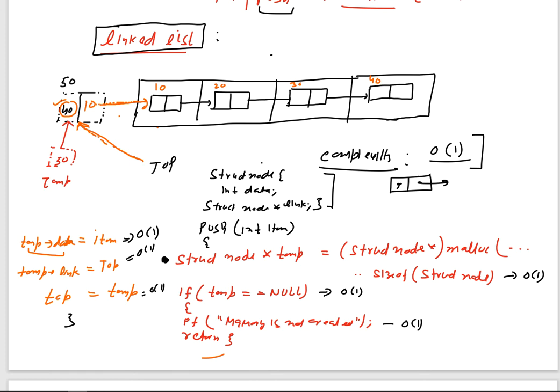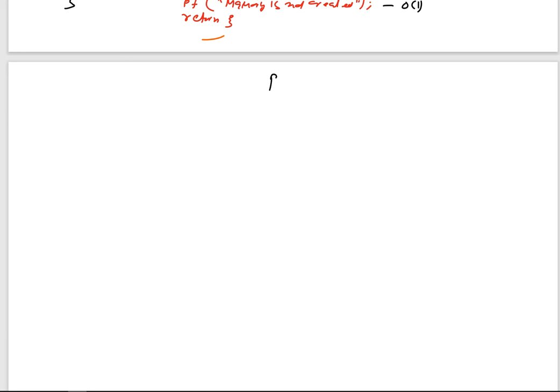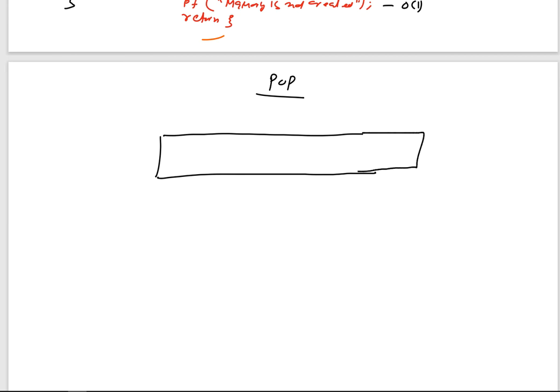Then we are left with the pop operation. So let's see the pop operation. If you want to delete an element from this stack using the concept of linked list, how are we going to implement this pop operation? We know that we can always delete an element from this stack from the top only. And the visualization of this linked list in the form of the stack is like this.